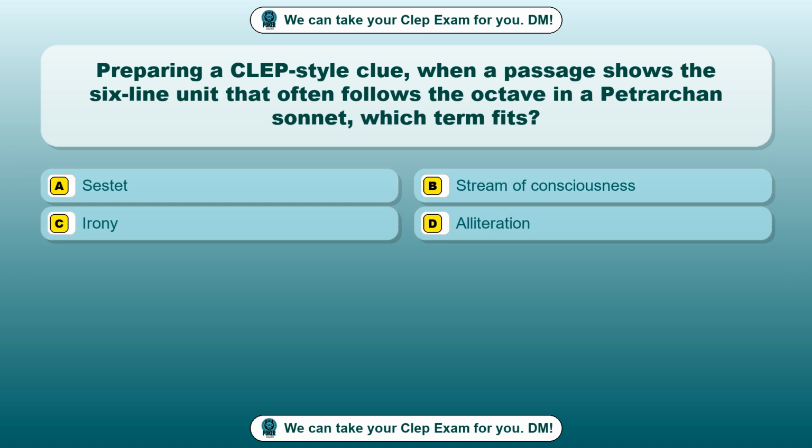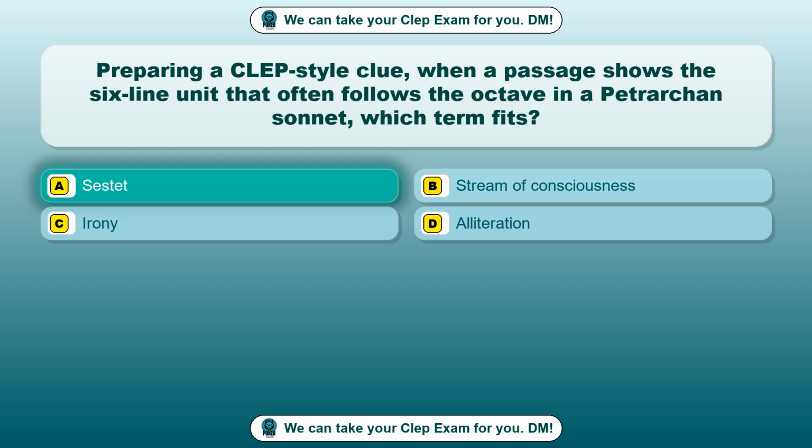Question 74. Preparing a CLEP-style clue, when a passage shows the six-line unit that often follows the octave in a Petrarchan sonnet, which term fits? Option A. Sestet. Option B. Stream of consciousness. Option C. Irony. Option D. Alliteration. The correct answer is option A.